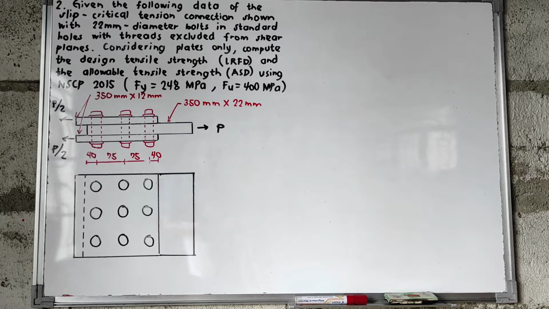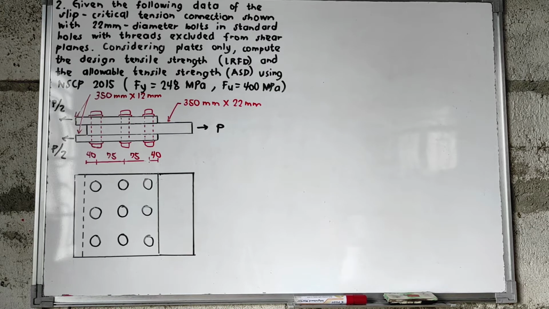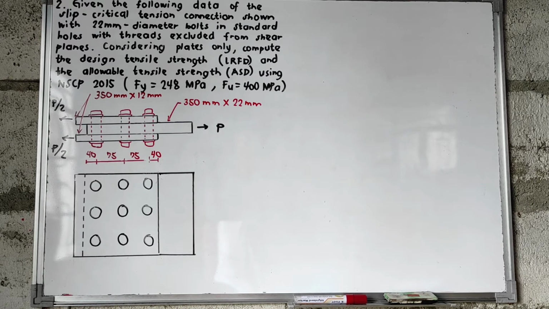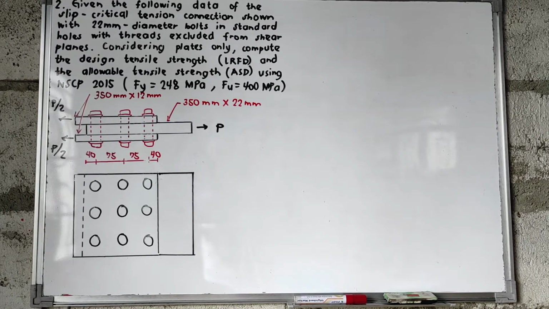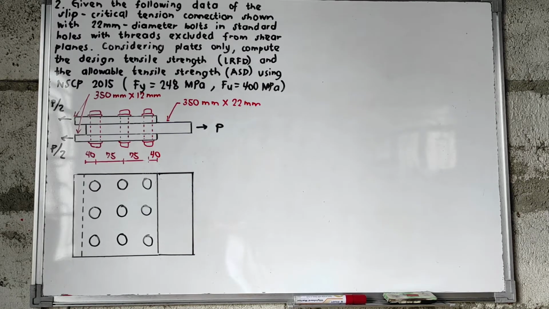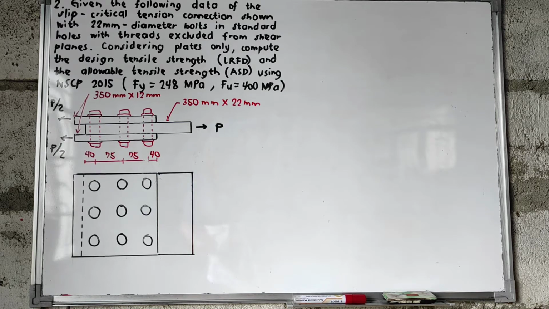So let us consider problem number 2. Given the following data of the slip critical tension connection shown with 22 mm diameter bolts in standard holes with threads excluded from shear planes, considering the plates only, compute the design tensile strength using LRFD, and the allowable tensile strength, from the word itself, allowable. So gagamitin natin dyan is ASD using NSCP 2015.